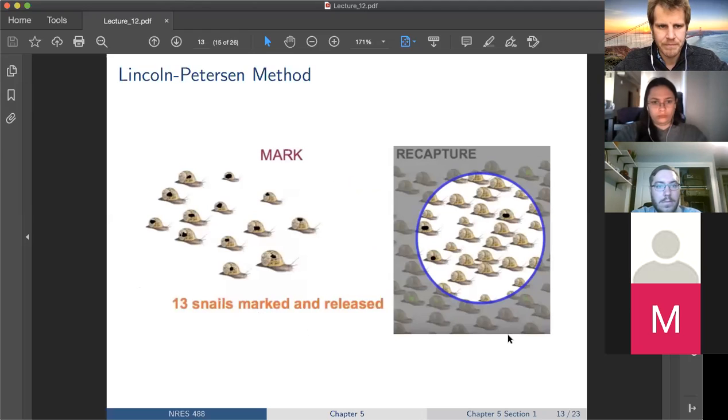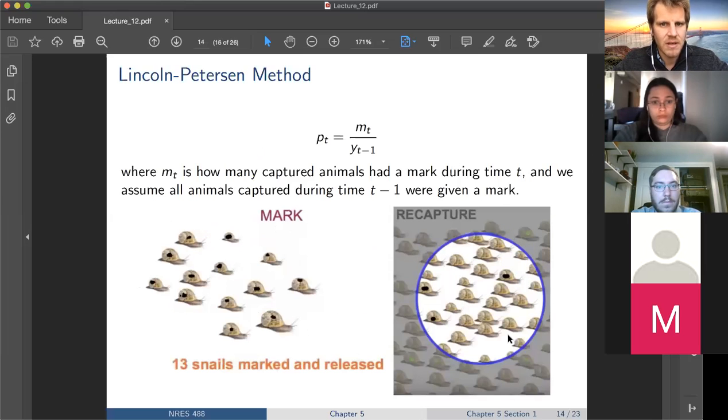All right, 13 snails were marked and released. In our second population, we captured 3 of those ones. How do we estimate P of t? Well, P of t is the number captured that were marked divided by the total number of captured. Makes sense, right? You put out 13 snails that were marked, and the number that you recapture in your second sample divided by the total number gives you your estimate of detection probability.